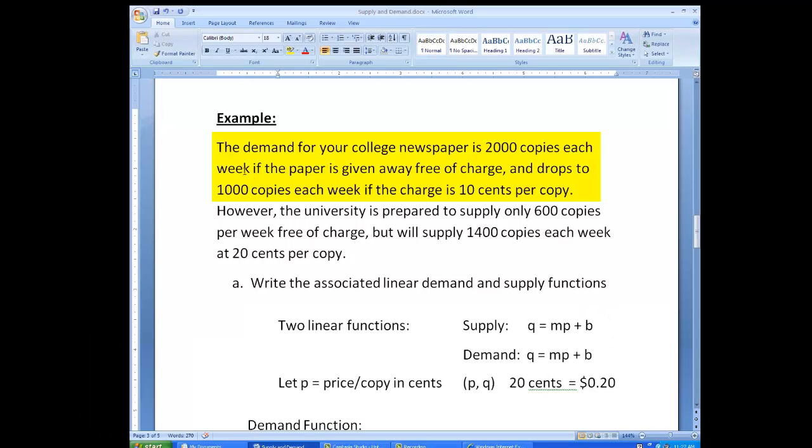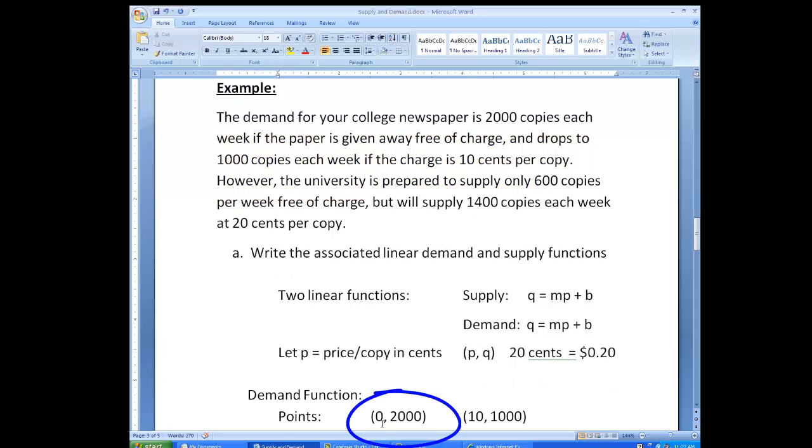Let's reread our problem and see if we can figure out what ordered pairs we're given. So it says in this first sentence, the demand for your college newspaper is 2,000 copies each week if the paper is given away free of charge, and drops to 1,000 copies each week if the charge is 10 cents per copy. So this first pair of numbers, we have 2,000 copies each week and free of charge. So our value of p is going to be 0 and our value of q is going to be 2,000. So our ordered pair looks like (0, 2,000).